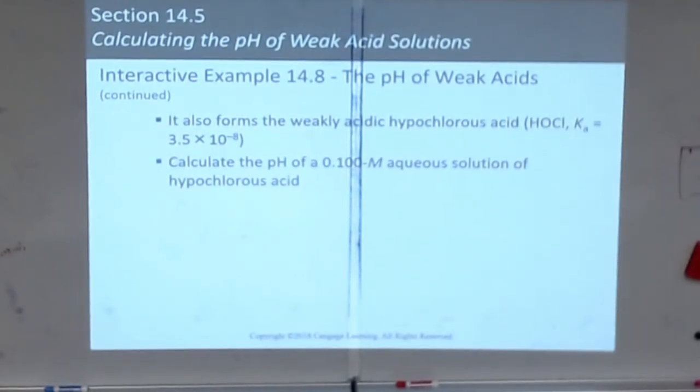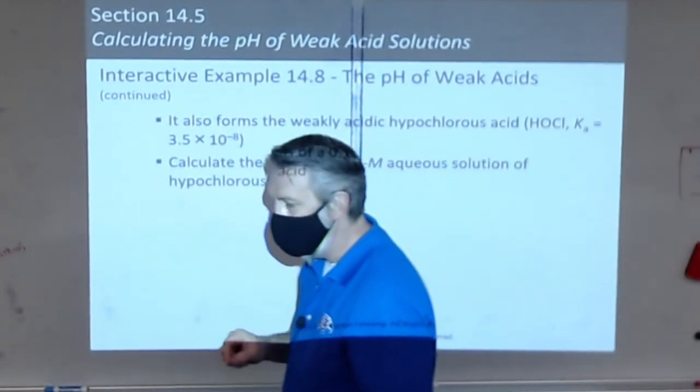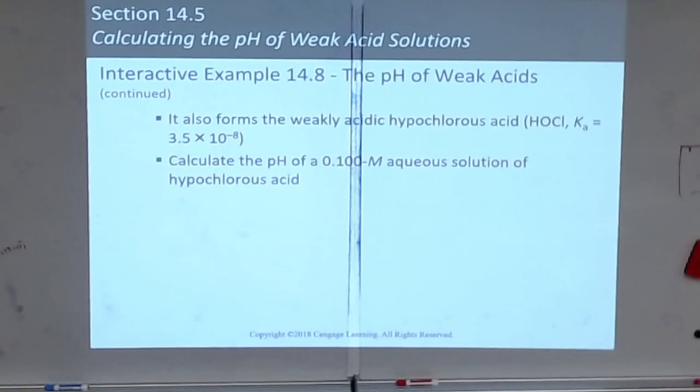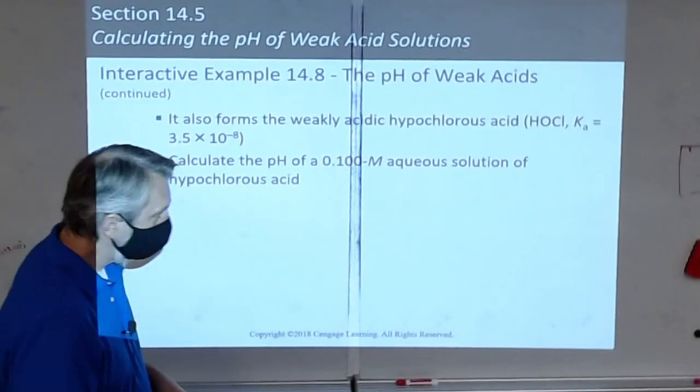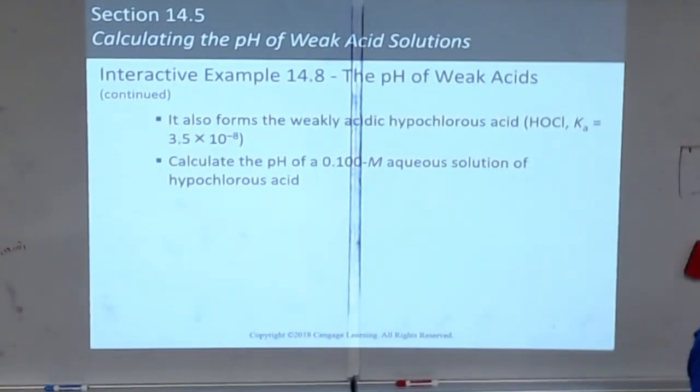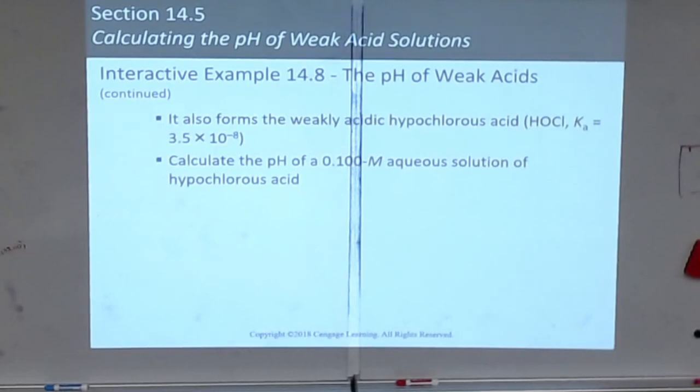Let's talk about hypochlorous acid, which has a Ka of 3.5 times 10 to the minus 8th. I want you to calculate the pH of a 0.1 molar aqueous solution of hypochlorous acid. This is something you're going to be asked to do on the AP exam, so you need to understand what's going on here. We have a 0.1 molar solution of hypochlorous acid with a Ka of 3.5 times 10 to the minus 8th.